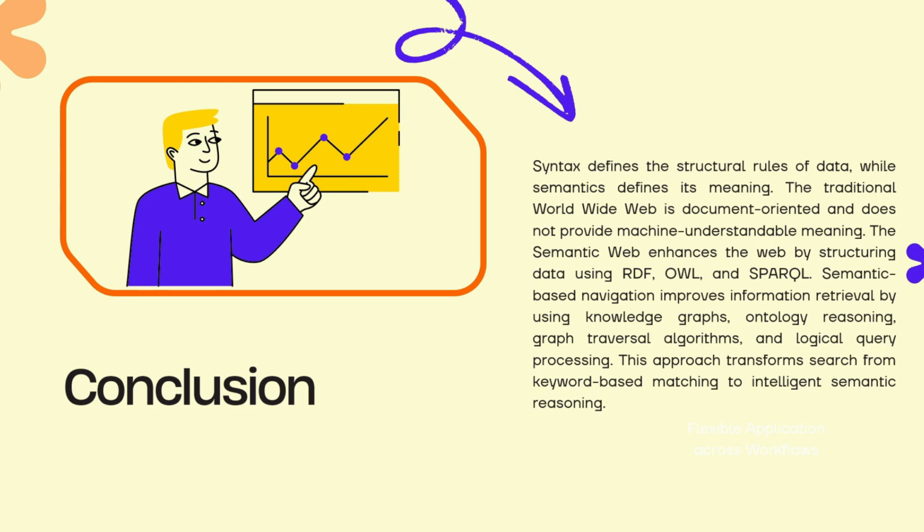We are able to shift from simple keyword searches to intelligent semantic reasoning. This means more accurate and relevant results tailored to the context of a query rather than just the words used. Finally, the flexibility of this approach allows it to be applied across various workflows, making it a powerful tool in diverse fields, whether you're in academia, business, or any other sector. Semantic based navigation can transform the way you access and interact with information.